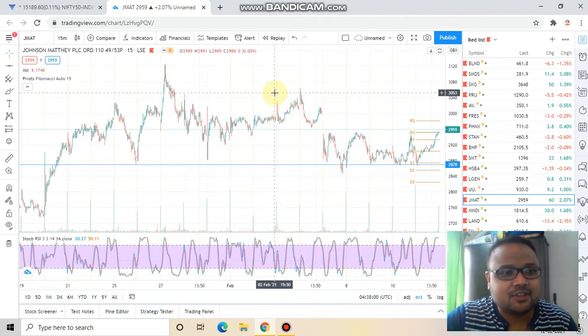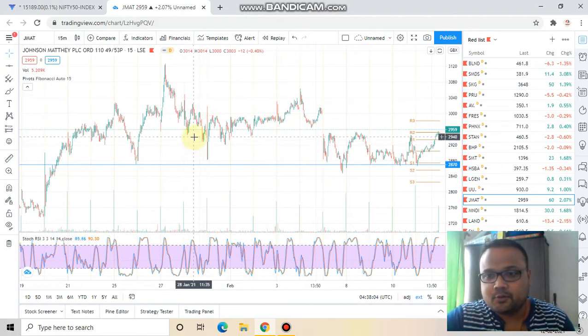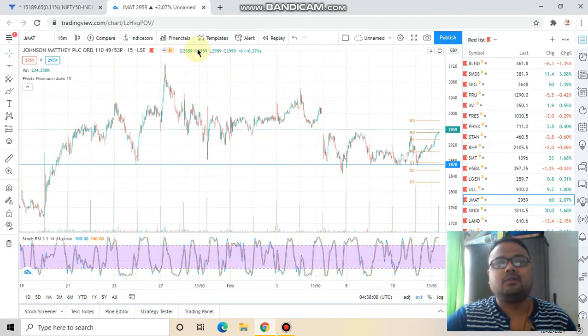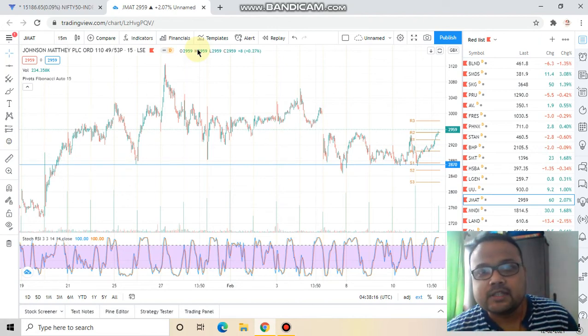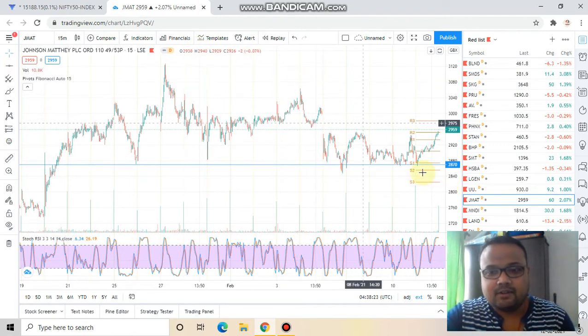Okay, JMAT, Johnson Matthey. Johnson Matthey has a support at 2870. Right now it is trading at 2959. So there's quite a difference, but still we never know. There might be a sharp fall today or in the next week, and just grab it at 2870 if you get the confirmation only.